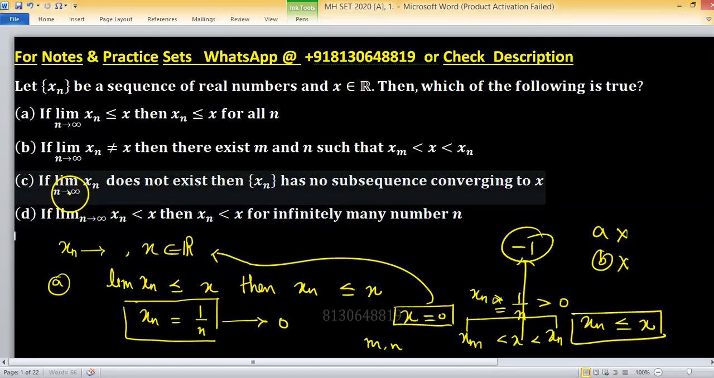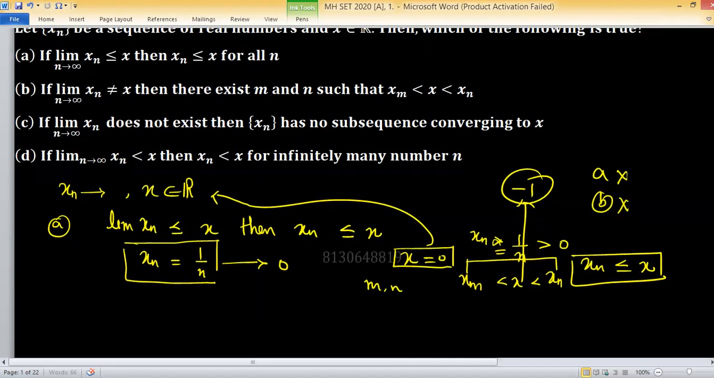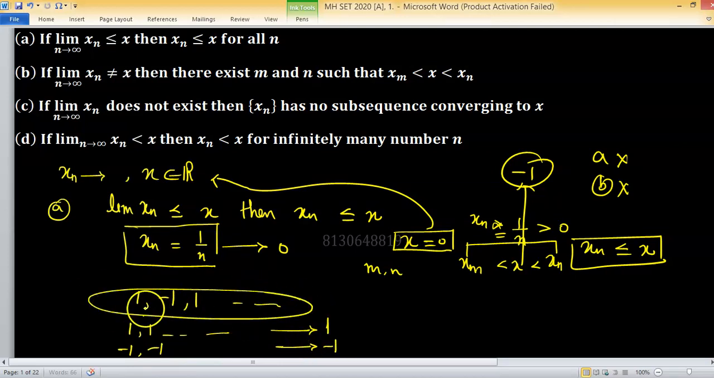Now come to option C. Limit xn does not exist, then xn has no subsequence converging to x. If we consider alternating positive and negative 1, then this sequence has two subsequences, 1, 1, 1 and -1, -1. These two subsequences are converging to 1 and -1, but xn, the original sequence, doesn't converge. So statement C is again wrong.